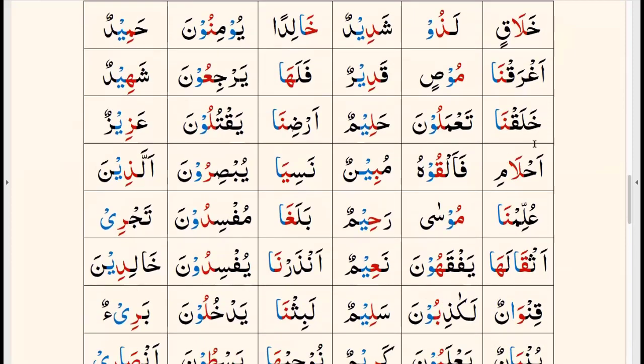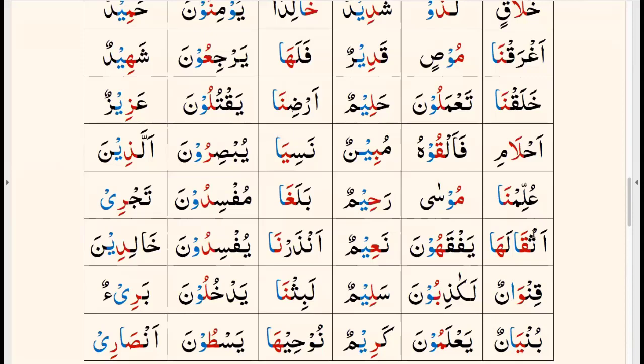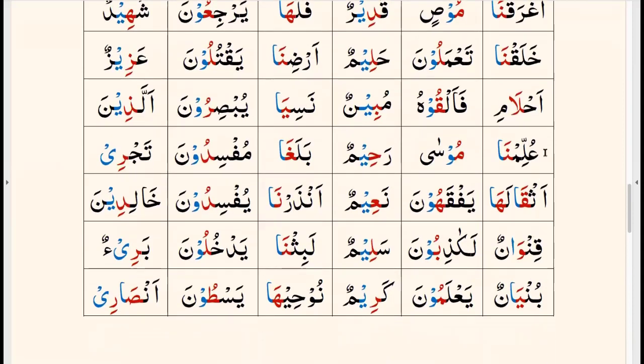Okay, let's carry on to the next word. Can you spot the Alif Madiyah? It's next to the lam. That's it. So it's next to the lam because lam carries a fatha and alif doesn't carry any strokes. Good. So can you pronounce the lam here then? La. Very nice. And the whole word. Ahlami. Very nice. Ahlami.